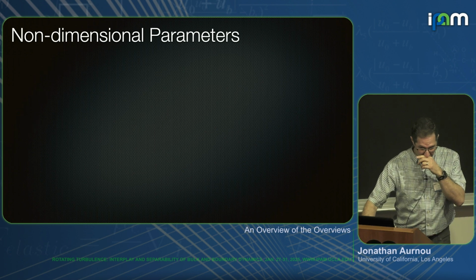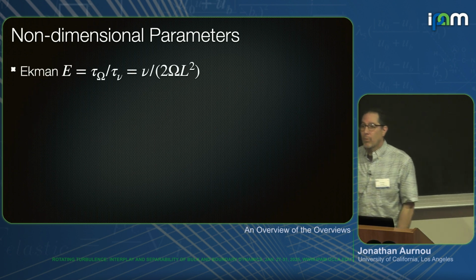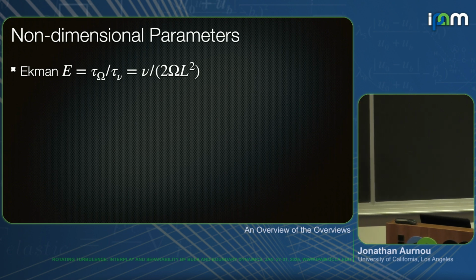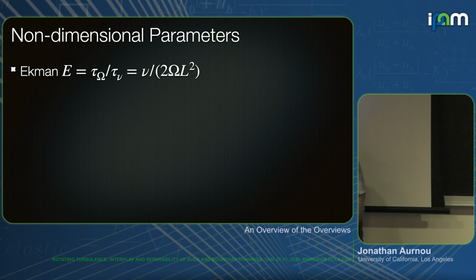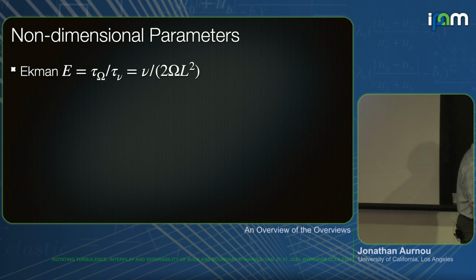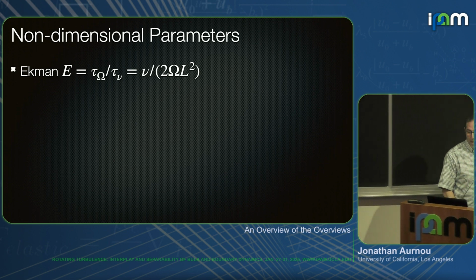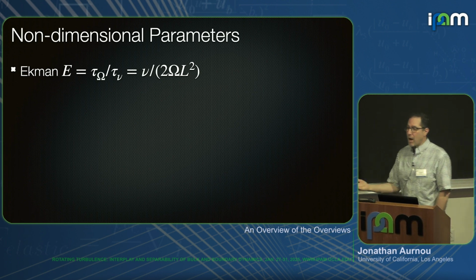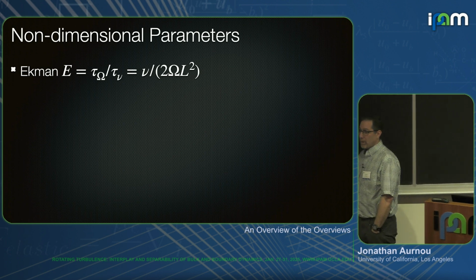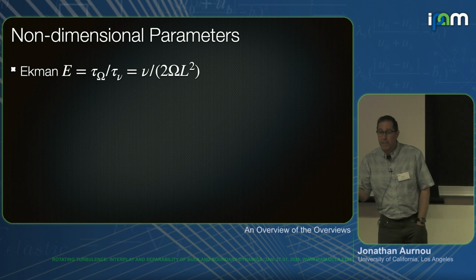And if we start playing with these ratios, we arrive at an Ekman number. You'll see that all week long. Ekman is essentially the non-dimensional rotation period of the system, and it ends up having this functional form. So if it's low, it means the rotation period is short. You have a rapidly rotating system.